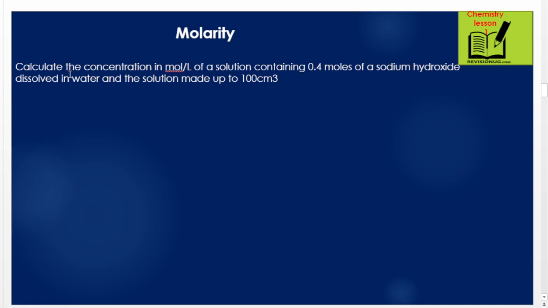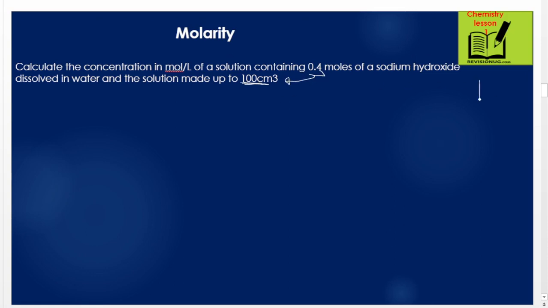Okay, let us now do the last question of this, our first segment. This last question is very simple. It says, calculate the concentration in moles per liter of a solution containing 0.4 moles of sodium hydroxide dissolved in water, and the solution is made up to 100 cubic centimeters. Very simple. This means that these 0.4 moles are in 100 cubic centimeters, right?